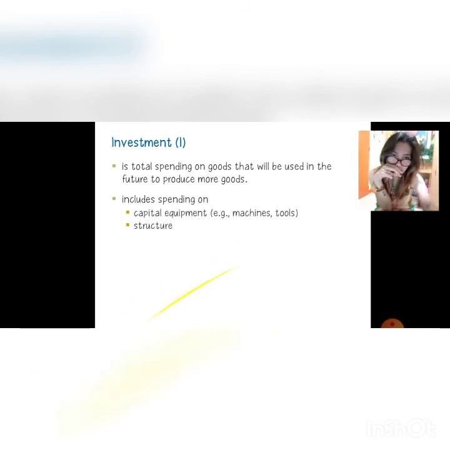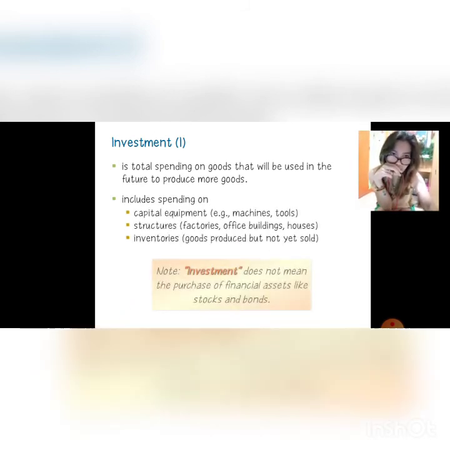Okay. Let's go to investment. What is investment? Investment constitutes the total spending on goods that will be used in the future to produce more goods.